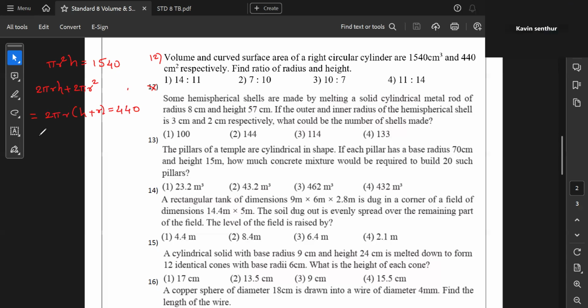Yes, sir. Okay. Sorry. Sir, but it is curved surface, you're taking the total surface area. Yes, it is the curved surface area. Thank you.